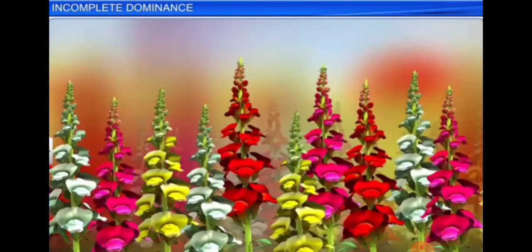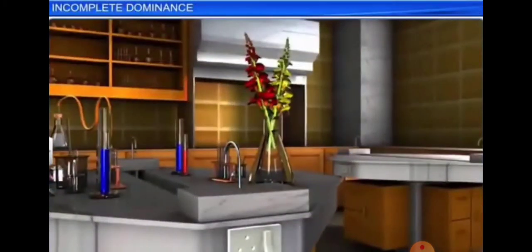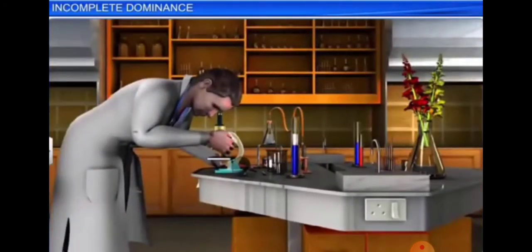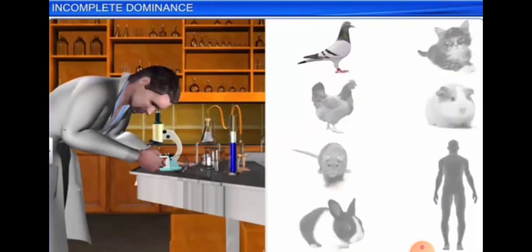Now, these flowers look very beautiful, don't they? These are snapdragon flowers and they come in different colors. Hybridization experiments were conducted on pea plants, and also on snapdragon plants. Apart from snapdragon plants, experiments were conducted on birds like pigeons and poultry, and also on several animals like mice, rabbits, cats, guinea pigs, and even man.